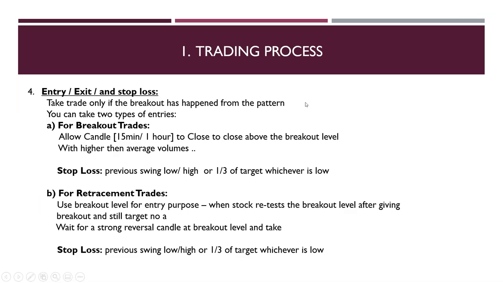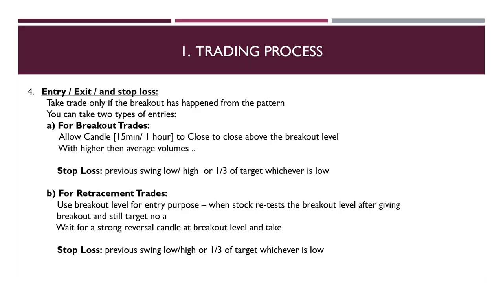Now we move to the entry, exit, and stop loss part. Take a trade only if a breakout has happened from a pattern. Don't take preemptive entries. You can take two types of entries here. One is breakout. For breakout trades, allow the candle, maybe for intraday you can use a 15-minute candle, and for positional you can use a 1 hour candle, to close above the breakout level and with higher than average volume.